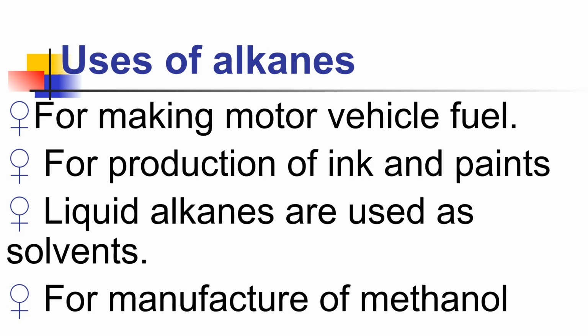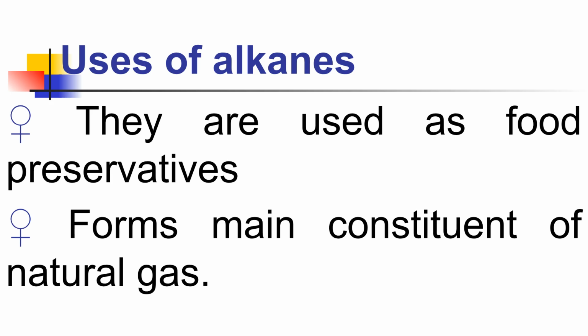Alkanes are used for making motor vehicle fuel, the production of ink and paints, and liquid alkanes are used as solvents and for the manufacture of methanol. They are also used as food preservatives and form the main constituent of natural gas.